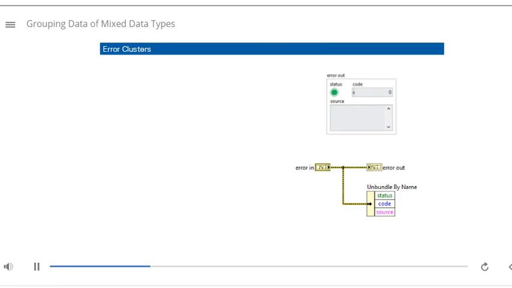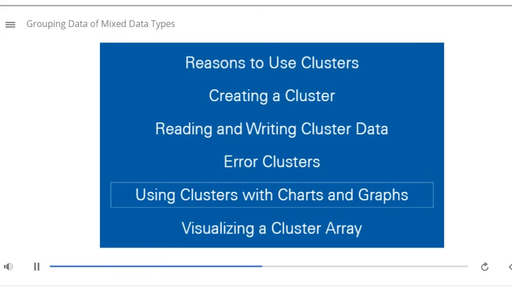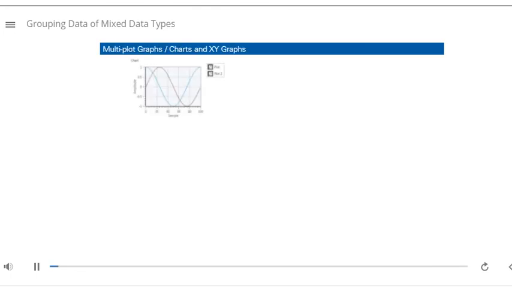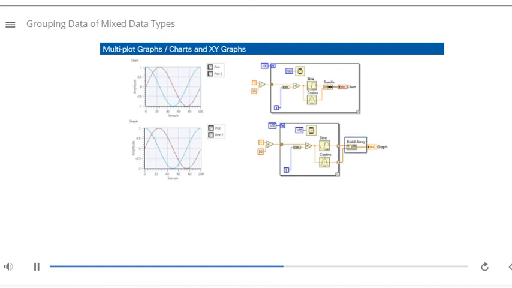An error cluster contains the following elements: status, code, and source. You may encounter a situation where you want to include multiple plots on your chart. To do this, use a bundle function to combine a single Y value for each plot into a cluster, which you can then plot to a chart. Notice that this technique only works for charts. If you want to combine plots for a graph, you'll need to use the build array function.